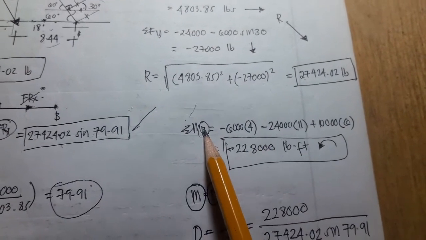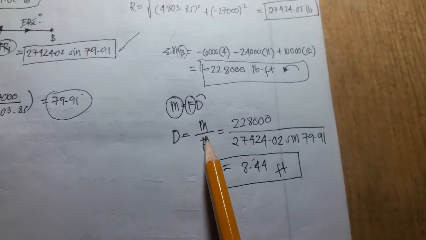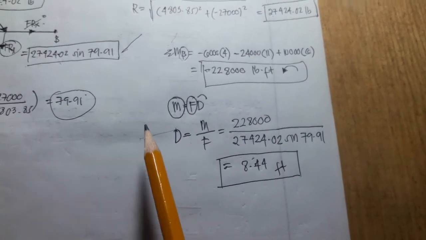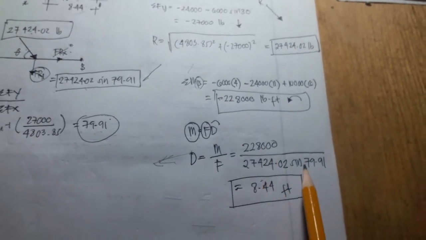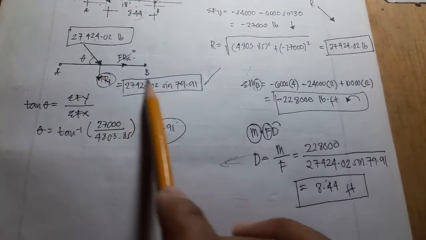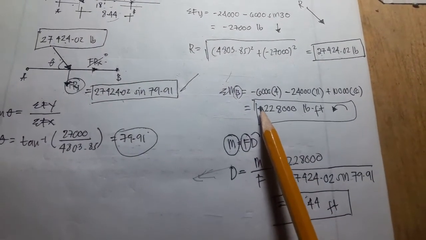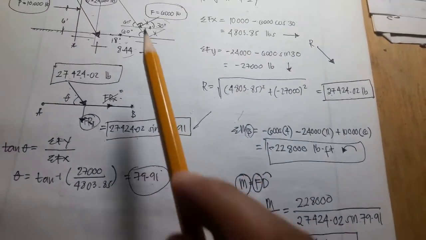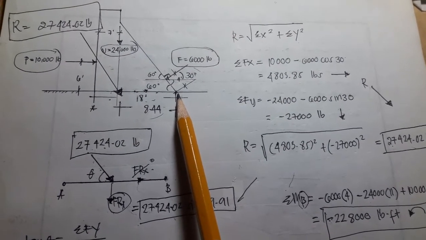Then we find the moment, so here it is. Then we use the moment formula to find the distance or the location of our resultant. So the moment, then the y component of the resultant, gives 8 feet. Because our moment is negative, this 8 feet is to the left of point B, where we sum up our moment.